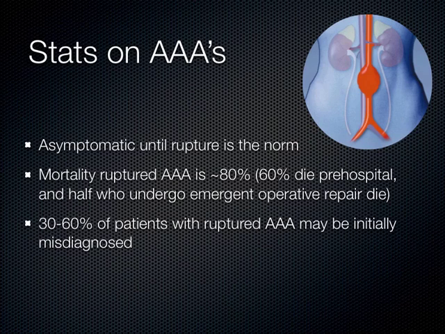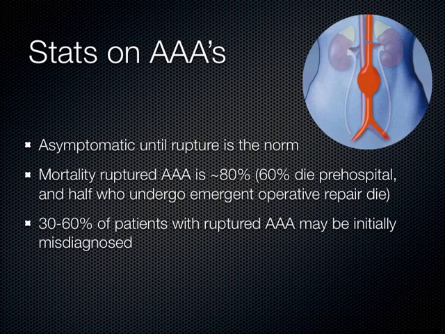Now, the problem with these AAAs, abdominal aortic aneurysms, is that they can be asymptomatic right up until the moment they rupture. You know who had one? Rodney Dangerfield. Did you know that? Yeah, he had a AAA. And he's on all these brochures for AAAs saying, you know, check your aorta out.